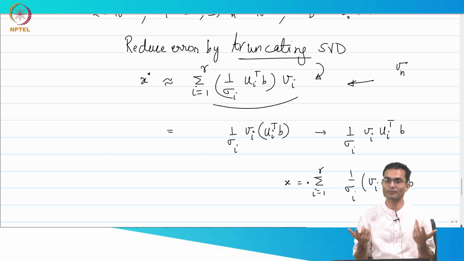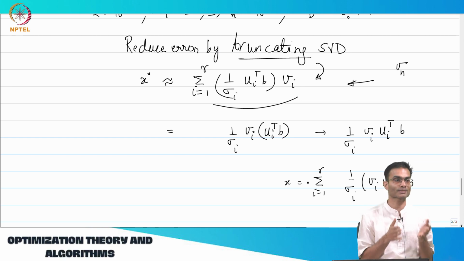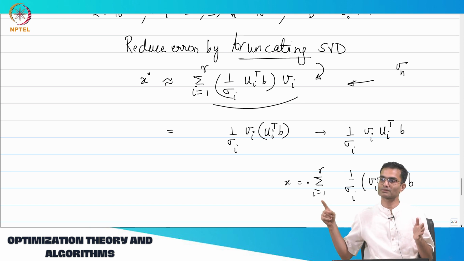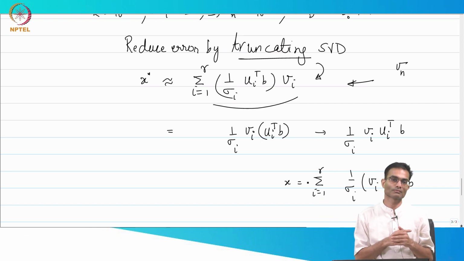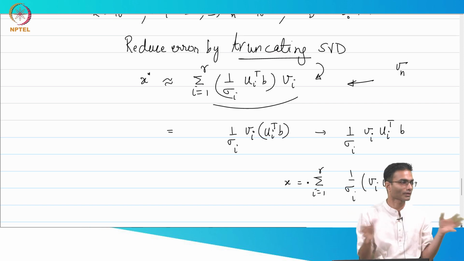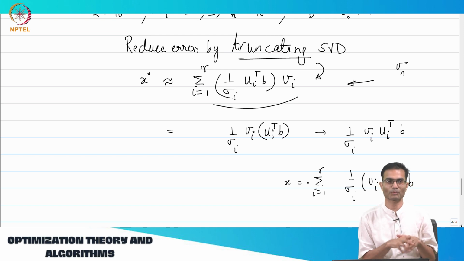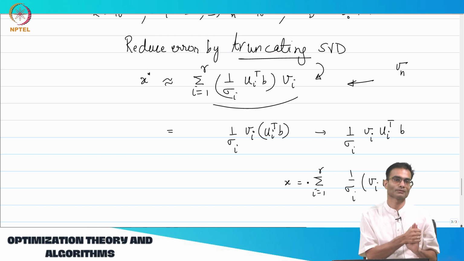How many such rank 1 matrices are there? r. So I've written my solution, this is another very nice interpretation. I've written my solution as the sum of r rank 1 matrices. I've just changed the brackets around and I've got this rank 1 approximation going on over here.